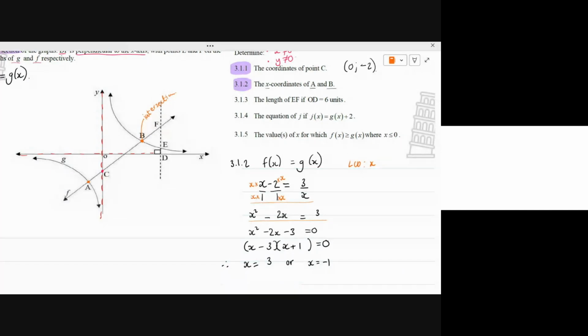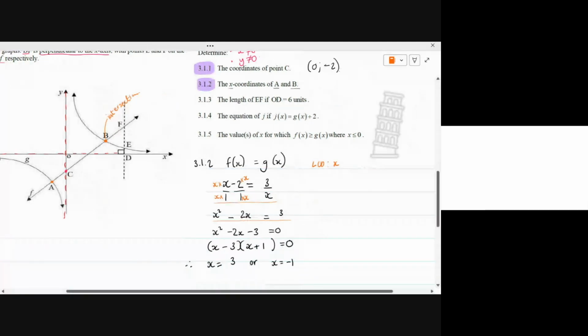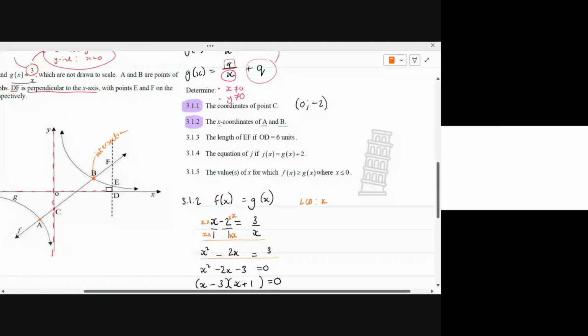Okay, good. So we found the answer here for 3.1.2. Okay, I just want to check with you guys. I want you guys to have a look at this particular question here. It says they want us to find the length of EF if OD is equal to 6 units. Thumbs up, do we know what to do? Thumbs down, do we not know what to do and need them to help? Okay, I'm seeing quite a few thumbs down.